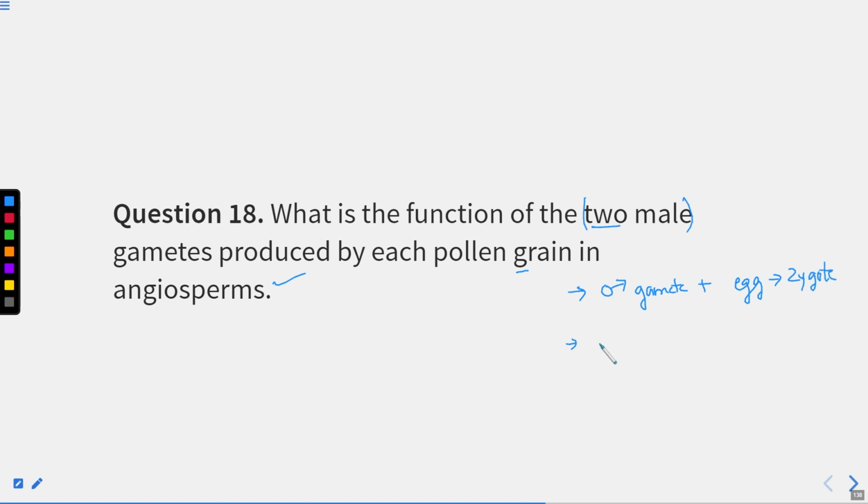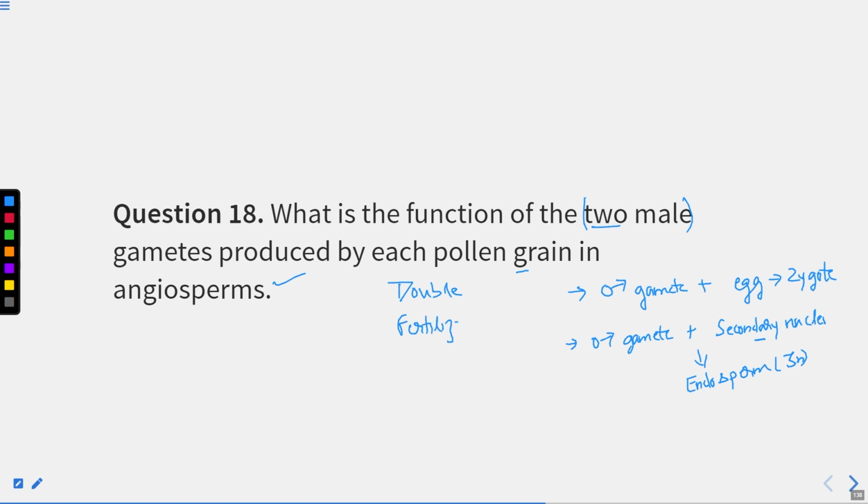And then another male gamete fuses with the central nucleus, or you can also call it the secondary nucleus. This is formed by the fusion of the two polar nuclei. In this case, what is formed? Endosperm, which is triploid. And this entire phenomenon is known as double fertilization.